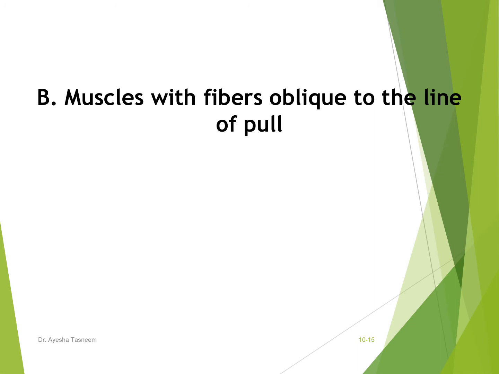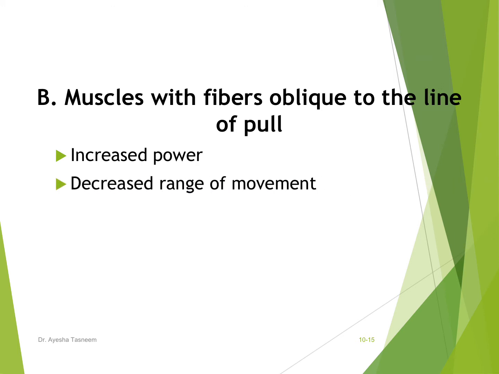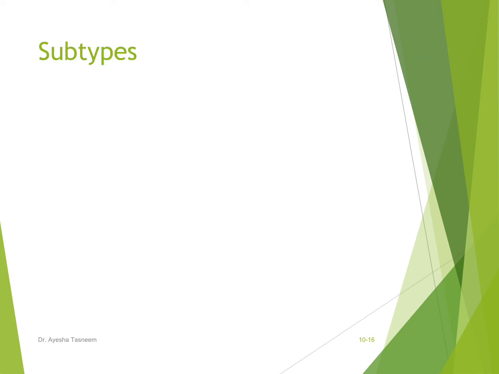Now we come to the second type of classification that is based upon the shape and fiber architecture. That is the muscles whose fibers are oblique to the line of pull. If the fibers are oblique to the line of pull, the power will be increased and range of movement will be decreased. This is exactly opposite to what we did in the muscles that have fibers parallel to the line of pull. That is further divided into subtypes.